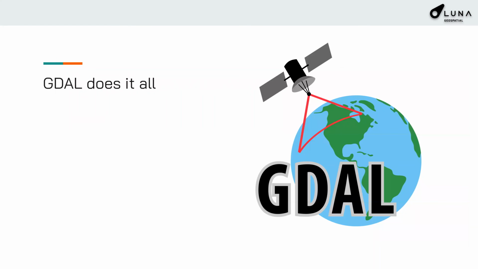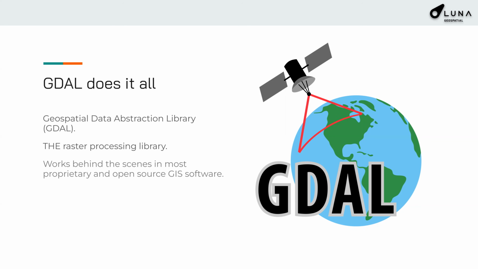What do we use to optimize imagery? Well, we use GDAL because it does it all. So GDAL stands for the Geospatial Data Abstraction Library. It is the raster processing library and the one that we can use for pretty much everything we need to do. And I would say that it works behind the scenes in most proprietary and open source GIS software. It works on Linux, Mac, and Windows. And I love using it on the command line interface.